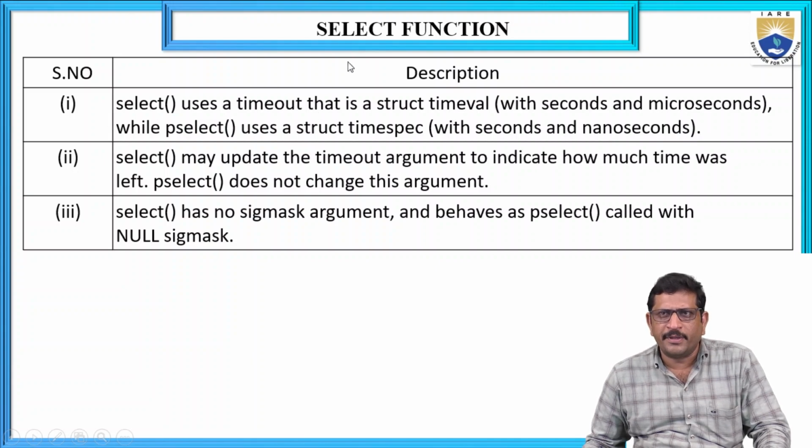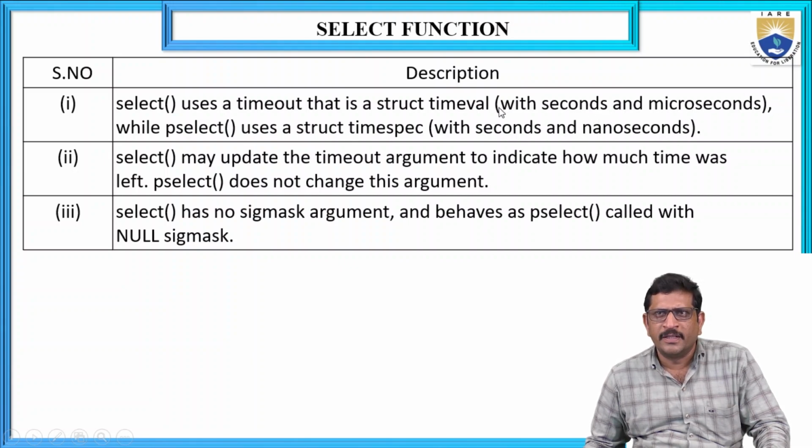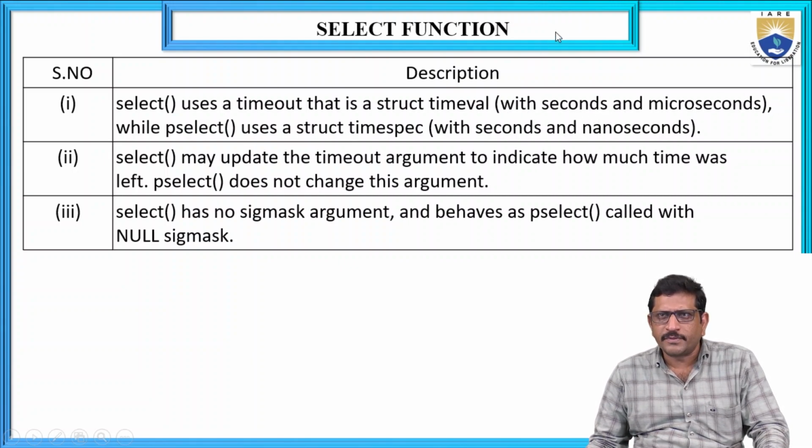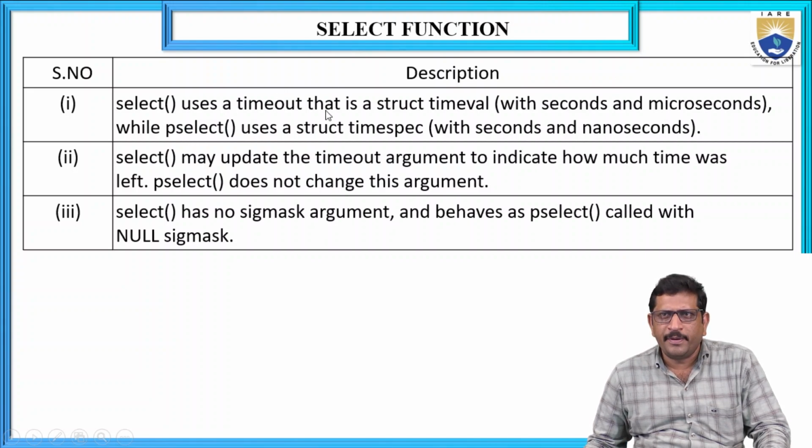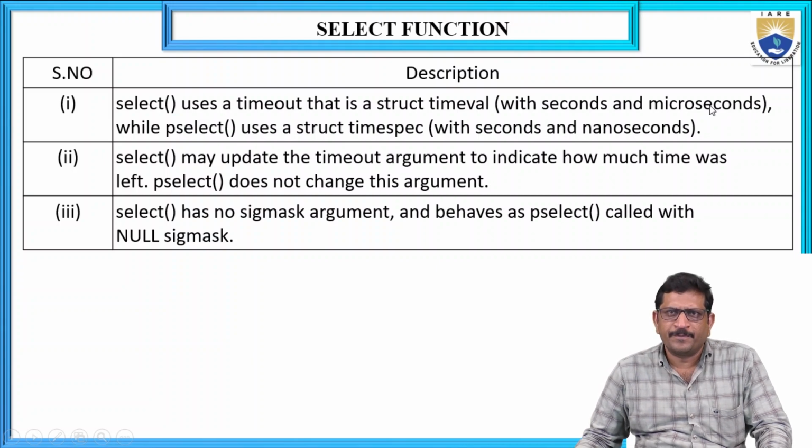In select, the measurements are seconds and microseconds. That means data can be sent in this amount of time: 2 seconds, 3 seconds, 4 seconds, or 2 microseconds, 3 microseconds. So this is the measurement: for select, seconds and microseconds, and for pselect, seconds and nanoseconds.